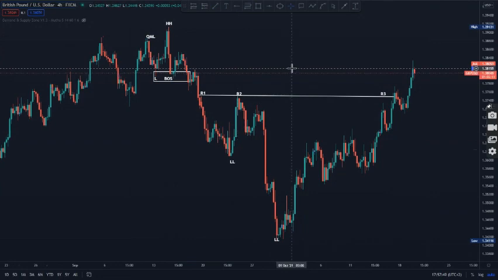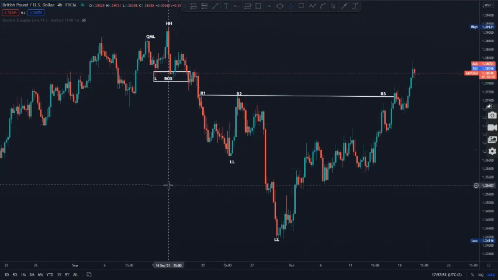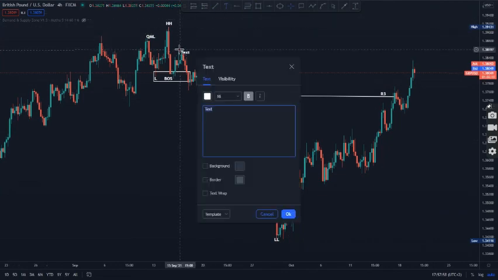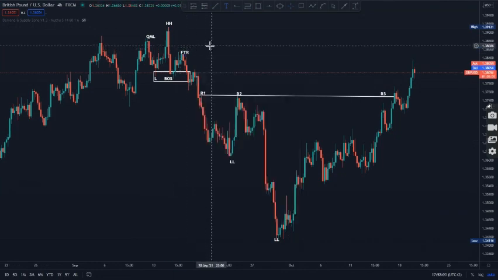They try and manipulate price and make you think that price is going one way, and it actually goes the other way. So this level here, we're going to call FTR, failure to retest, this level right there.